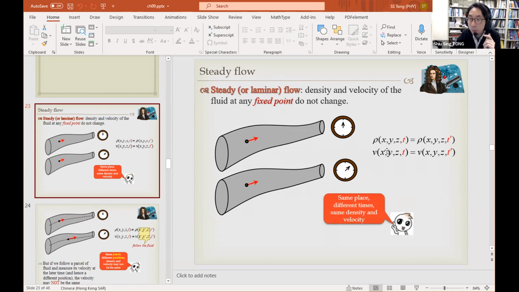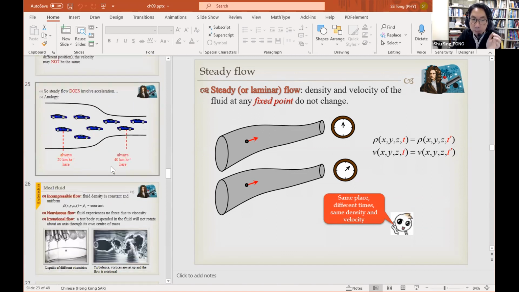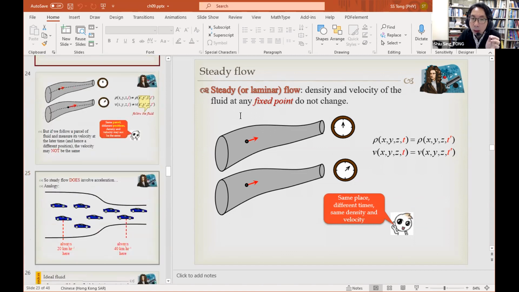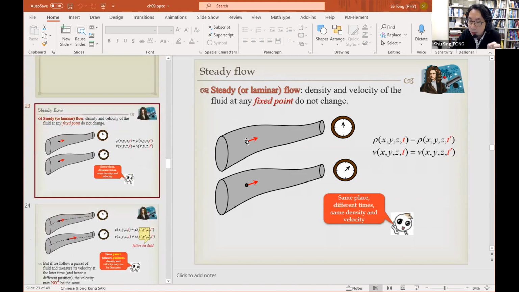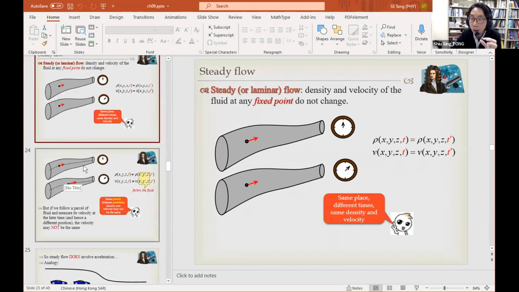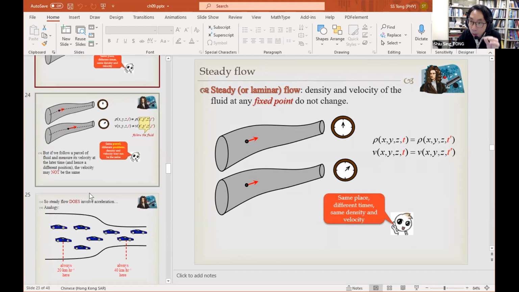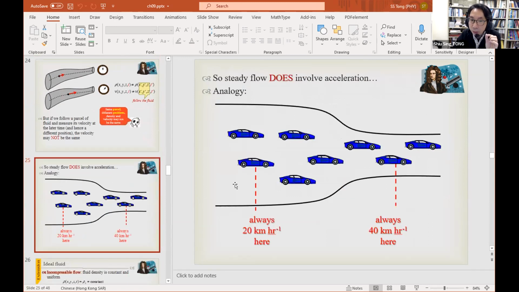By constant, we refer to a fixed position inside the flow. So we keep looking at the fixed position, but at different times. It is important to notice that although the velocity or the density of the fluid at the fixed point doesn't change, it does not mean that the fluid does not accelerate. On the contrary, the fluid does accelerate.